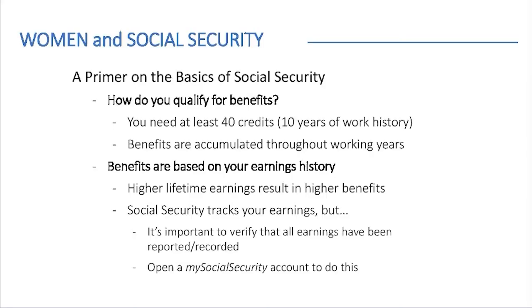Okay, moving right ahead. So how do you qualify for benefits? Well, you have to have at least 40 credits, which basically works out to be 10 years of working history. Now, that is just your minimum. And we'll explain what that means a little later, in the next couple of slides, why 10 years is just the minimum. And your benefits are accumulated throughout the working years. That means you can work 10 years and that's it for the rest of your life until you claim, as long as you have that 10 years.